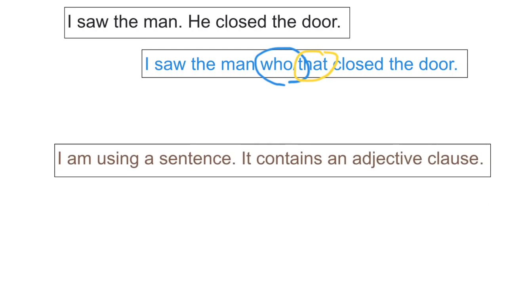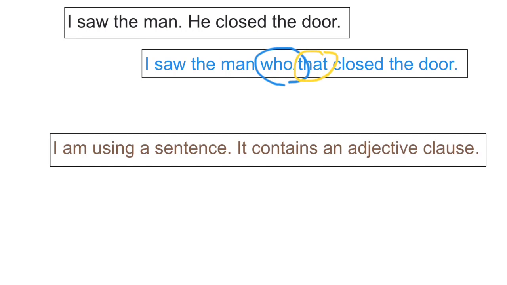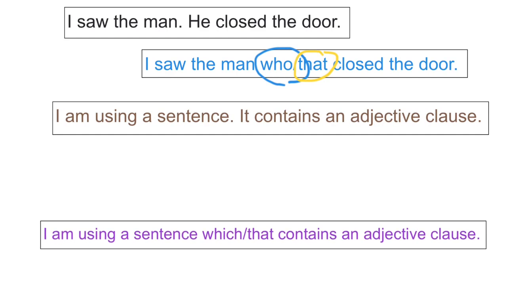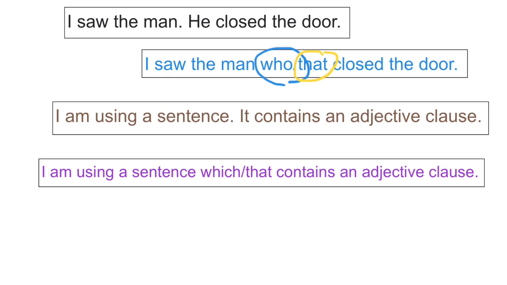I'm using a sentence. It contains an adjective clause. It refers to a sentence, and it is not a human subject. So we'll use which or that. The sentence will be, I'm using a sentence which contains an adjective clause, or I'm using a sentence that contains an adjective clause. It is important to remember that the verbs in the adjective clause have to agree with the noun to which the pronoun in the adjective clause refers.